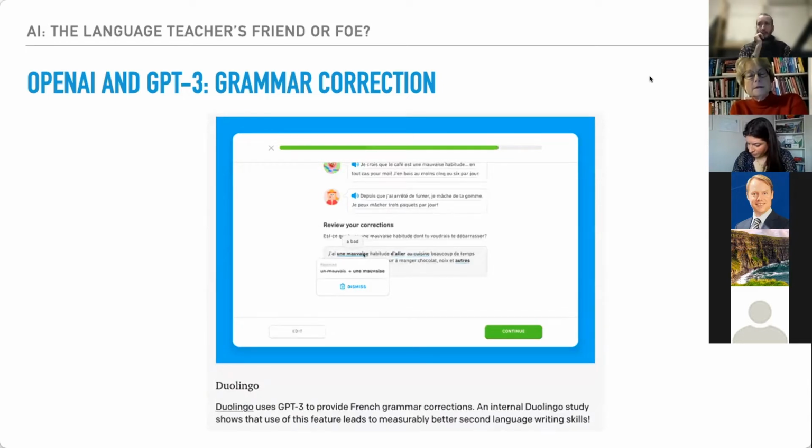And this system is actually already being used by Duolingo to give corrections on French. And they have done a study. Duolingo is always the first to do these things. They have done a study that it actually does lead to measurably better second language writing skills. Okay, and I'll come back to that in a moment about whether it actually can be used to improve the learner's ability or whether it's instead used to replace their ability. But let's come back to that.